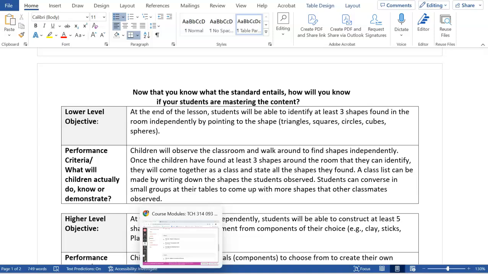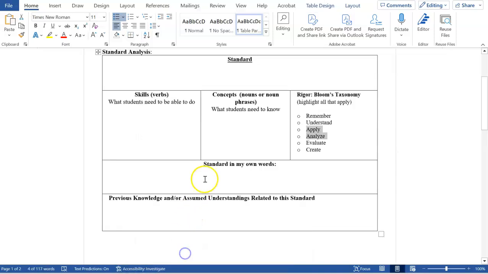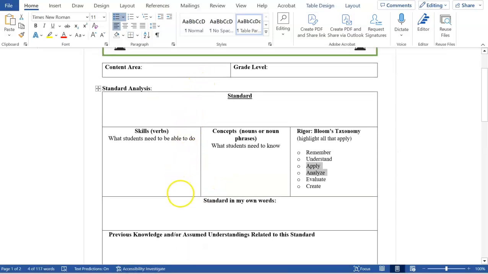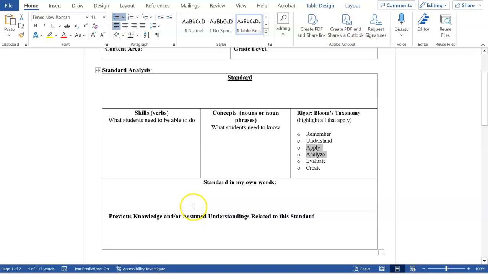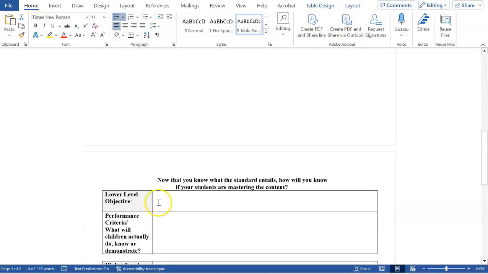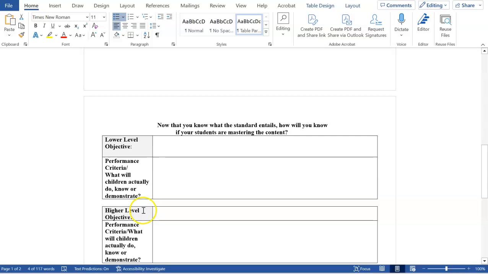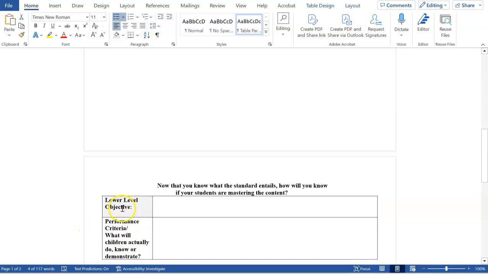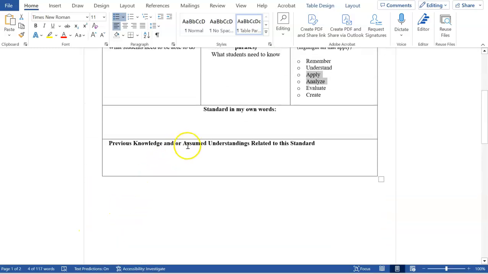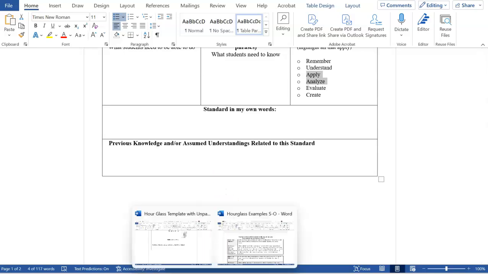All right, so those are how we are linking together the standard, breaking it down here, rewriting the standard in your own words, which we didn't talk about, but we will here in just a second, and thinking through then the lower, higher level objectives along with the performance criteria. So now let's think about these 2 pieces that you'll be doing as a part of this assignment as well.